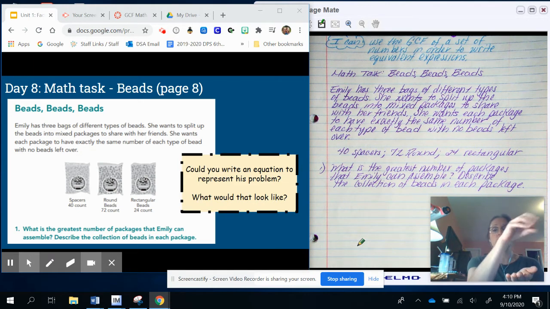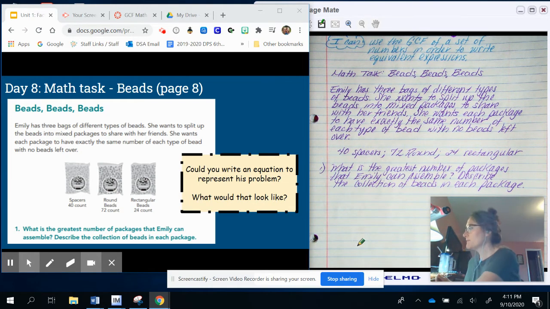So 40 spacers are going to get evenly distributed, and 72 rounds are going to get evenly distributed. 24 rectangulars will get evenly distributed. So we're going to have them in all these little packages. The problem is how many packages? And how can I get the most out of it? We want the most amount of packages. Multiples or factors? If you said factors, you're on the right path.